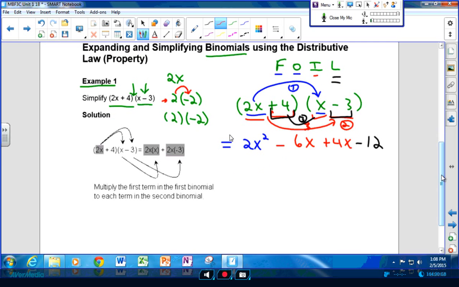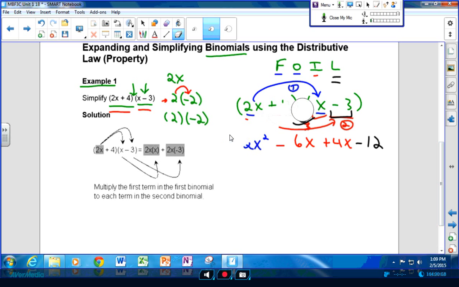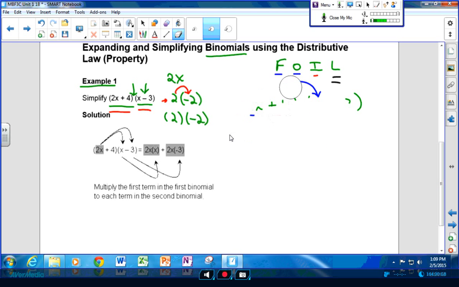Okay, now we're ready to tackle this problem where we're multiplying 2x plus 4 times x minus 3. And what I do is I give you a step-by-step way of doing it. And if you follow that step-by-step way, it's really hard to get into trouble. So we got started yesterday, but you know what? Yesterday was yesterday. Let's just start over again. It's a nice thing about math. You can always start over.